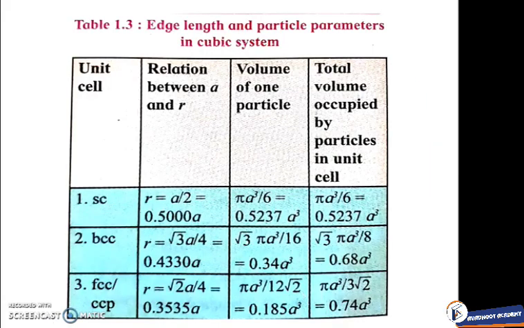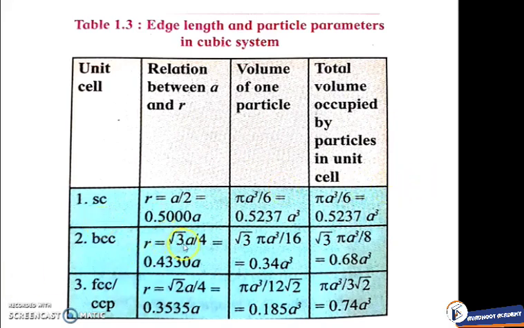And this is the summary of the cubic systems. Simple cube: for a simple cubic, r is equal to a by 2, that is r is equal to 0.5 a. Then the volume of one particle is given by 0.5237 into a cube, and the total volume occupied by particles in the unit cell is equal to 0.5237 a cube. So this is for the simple cubic system.